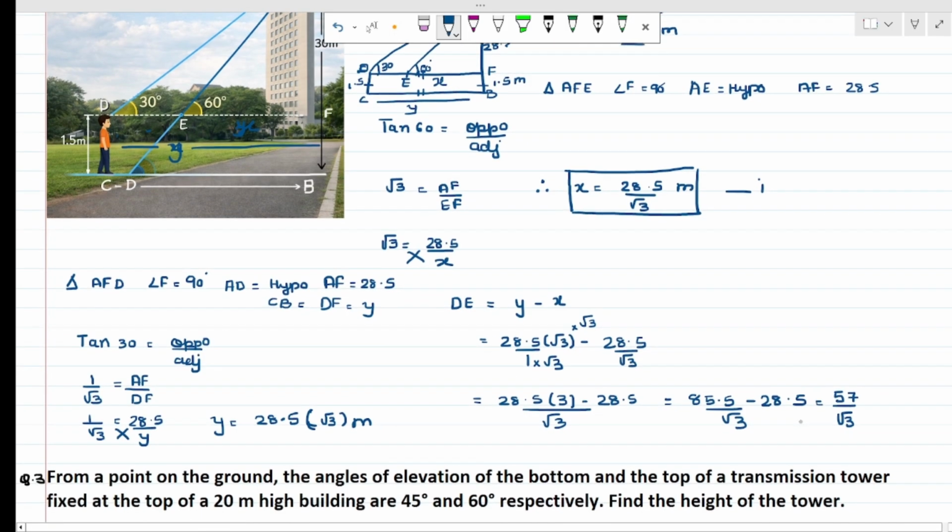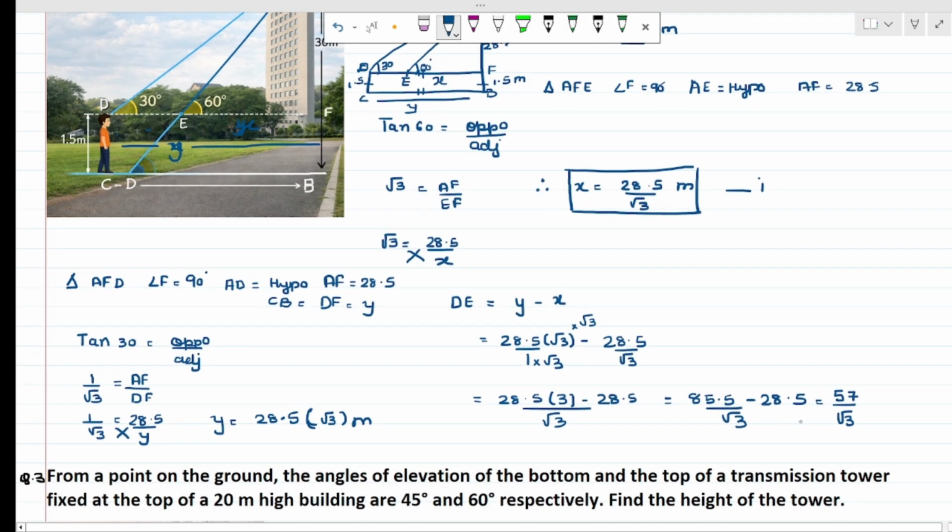Now, as earlier we had seen, we don't want root 3 in our denominator. So rationalize it, whatever your number is. So root 3 and root 3, you will get your answer as 57 under root 3 upon 3. Now divide your 57 by 3. So the final answer will be 19 under root 3 meters. Okay, so this is the final answer, the distance the boy had covered from point D to E.